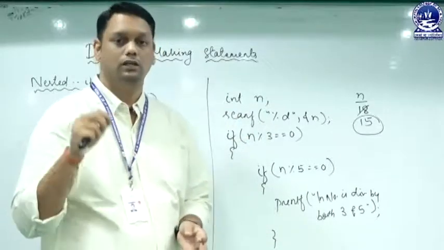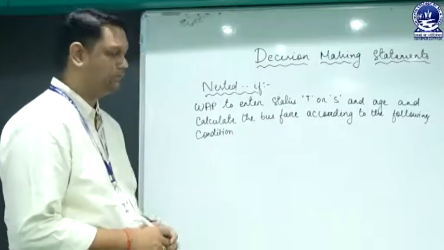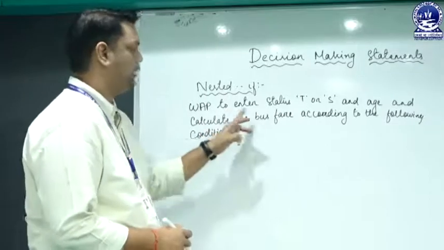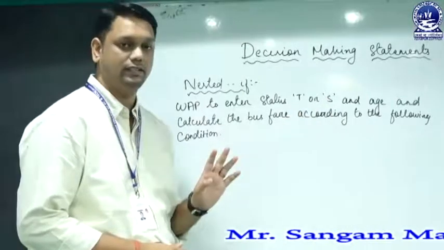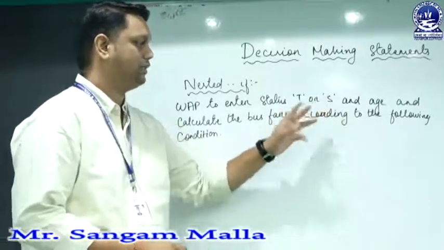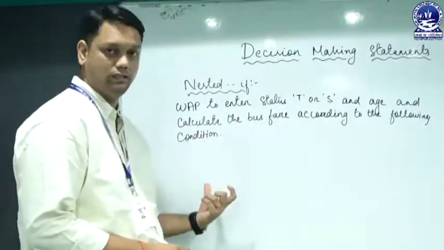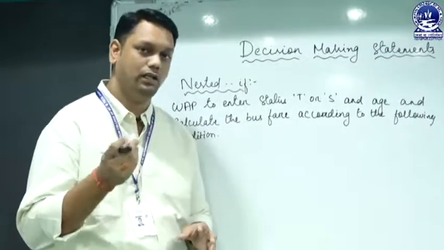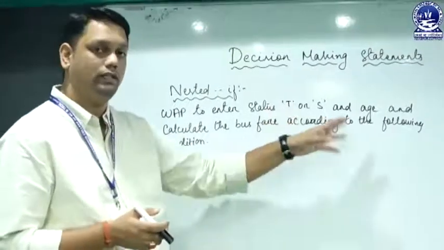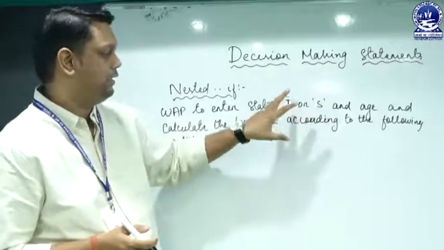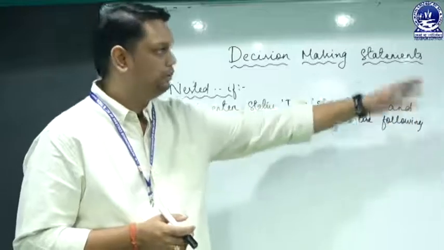Now we will describe nested if with a program and example. So let's take an example of nested if. According to the question, write a program to enter status T or S. T stands for, let's say, teacher and S stands for student, and age, that means we have to enter the age of the teacher or student and calculate the bus fare according to the following condition. That means we have to enter the status T for teacher or S for student, and also enter the age of the person, and by taking these two inputs we have to calculate the bus fare of a person based on the following condition.